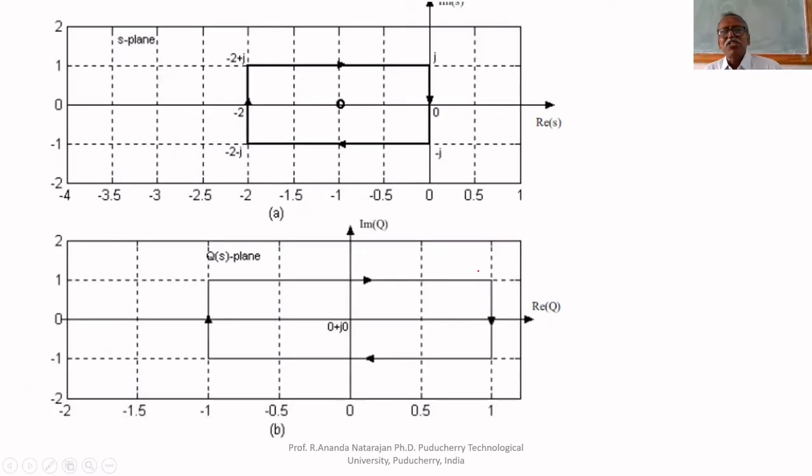Suppose I am having a 0 inside. So far, we have seen the pole. You are doing the mapping in the clockwise direction, so the mapping will also be in the clockwise direction. The origin will be encircled in the clockwise direction. For a pole, it encircles in the anti-clockwise direction. For a 0, it encircles in the clockwise direction.